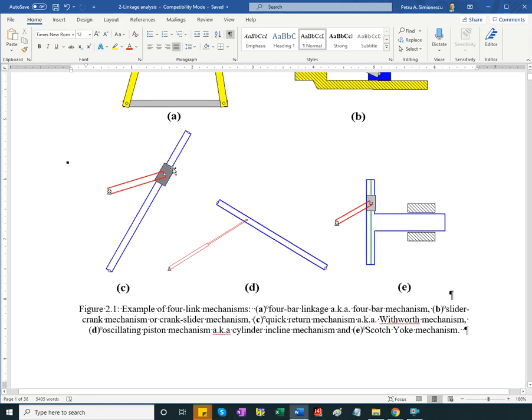And then we'll study the quick return mechanism, also called Whitworth mechanism, and then the oscillating slide or cylinder incline, oscillating piston mechanism. Many hydraulic systems use it, and then the Scotch yoke we discussed is being able to generate harmonic motion, the pure sine wave mechanically.